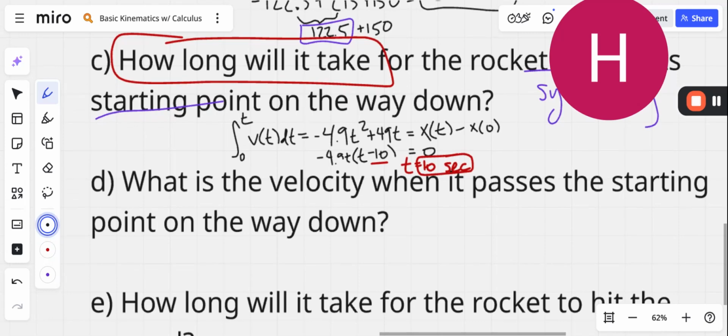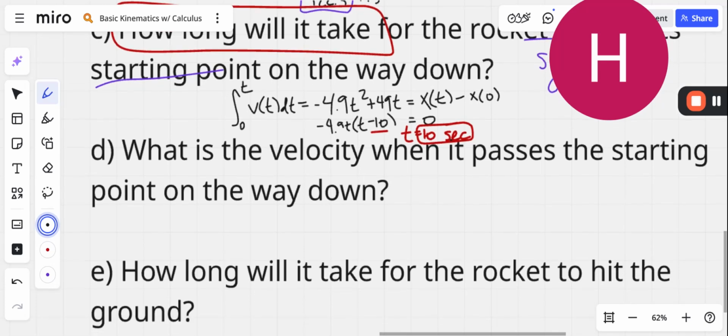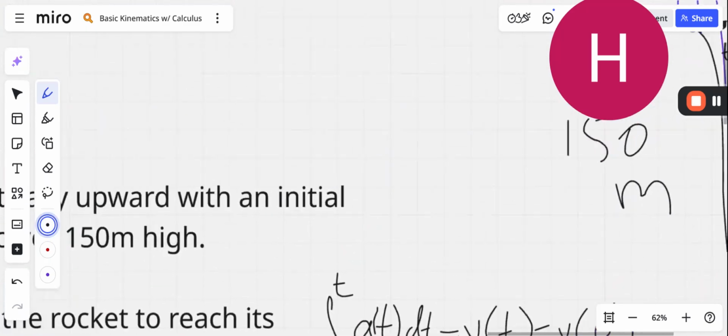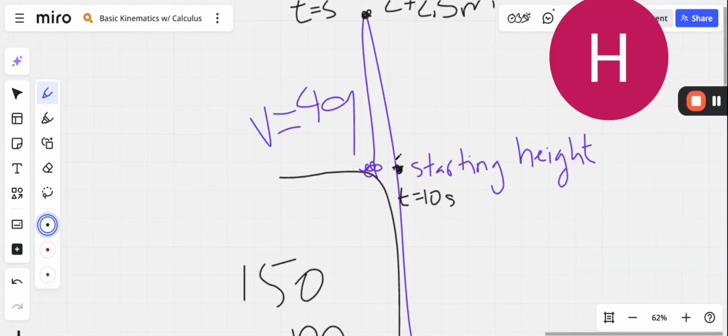What is the velocity when it passes the starting point on the way down? Any guesses? It's going 49 meters per second on the way up as soon as it's launched. Once it comes down to the same height, it's still going to be 49 meters per second. So it passes the starting point, but we want to know what is the velocity. Okay, so it's going to be the same exact speed, except it's going downwards instead of going upwards.